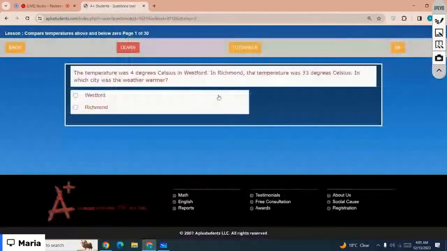Okay, the next one is the temperature was 4 degrees Celsius in Westford. In Richmond, the temperature was 33 degrees Celsius. In which city was the weather warmer? Which is the correct option?